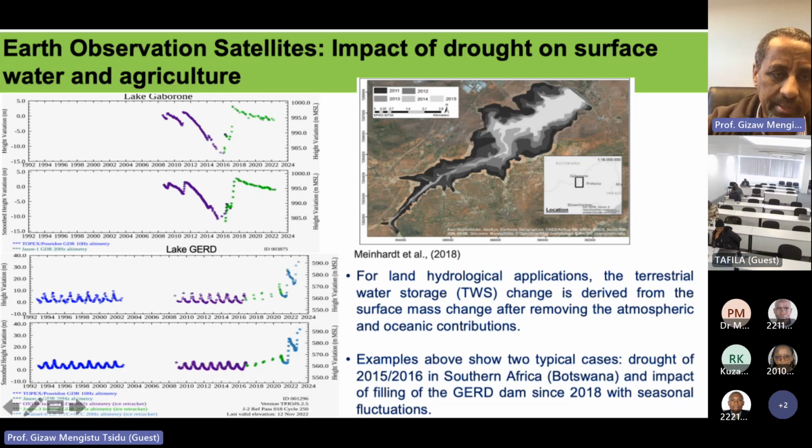GRACE can also pick the height variation of the water, as you can see on the top left side of your screen. It's a line graph. It starts from 2008 GRACE measurement up to, you can see the data range is from 1992 to 2024, but the data is available only from 2009. So you can see clearly the water level is here at 995 meters above mean sea level.